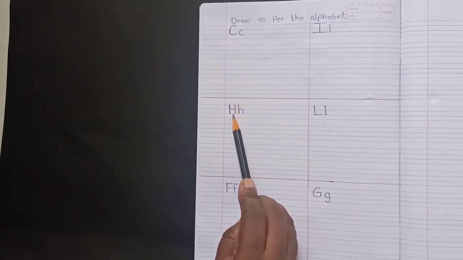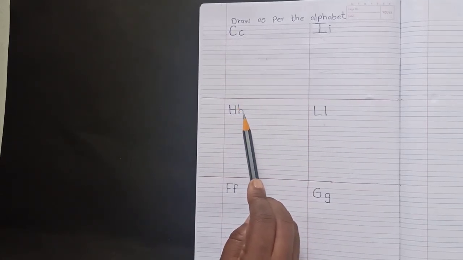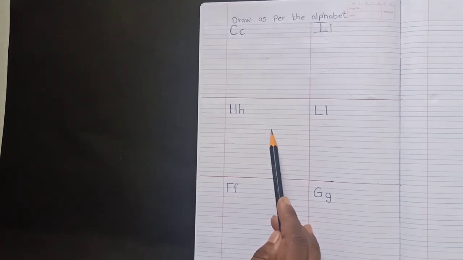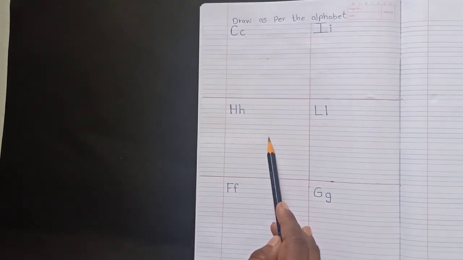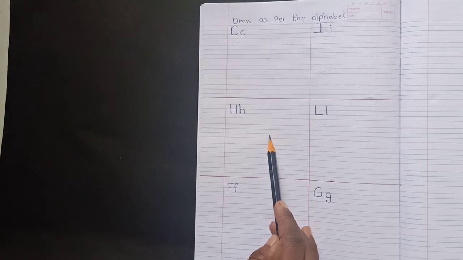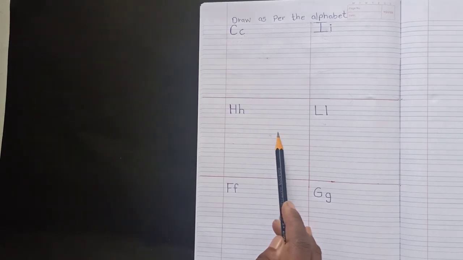Now which alphabet is this? Capital H, small h. So what you will draw related to H? What pictures starting with H can you draw here? Think, think. You can draw a hat, you can draw a hut, right?